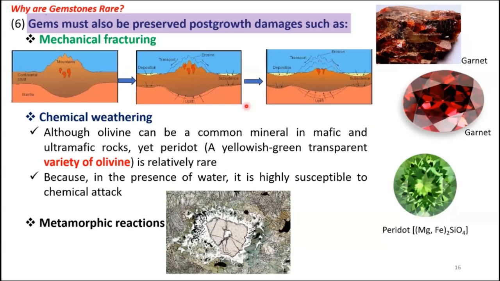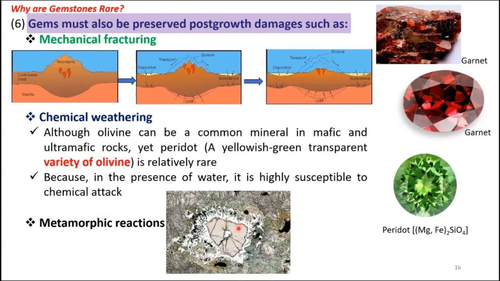So after formation, they should actually be preserved from mechanical fracturing, chemical weathering, and sometimes metamorphic reactions, especially in metamorphic rocks. If a gem forms in metamorphic rocks, then with variation of pressure temperature conditions, minerals are reactive, producing new minerals. Those new minerals are stable under the new environment, under new pressure temperature conditions.